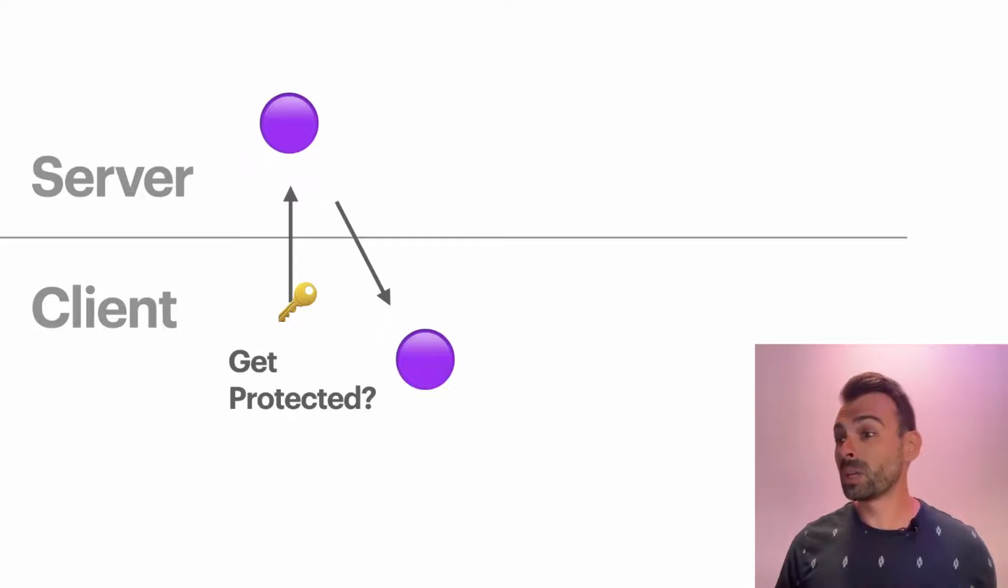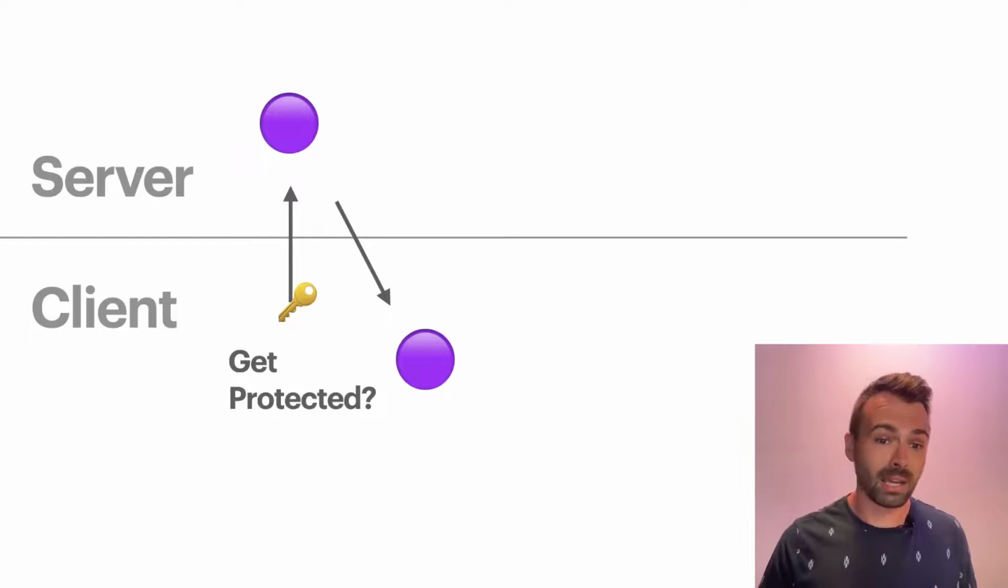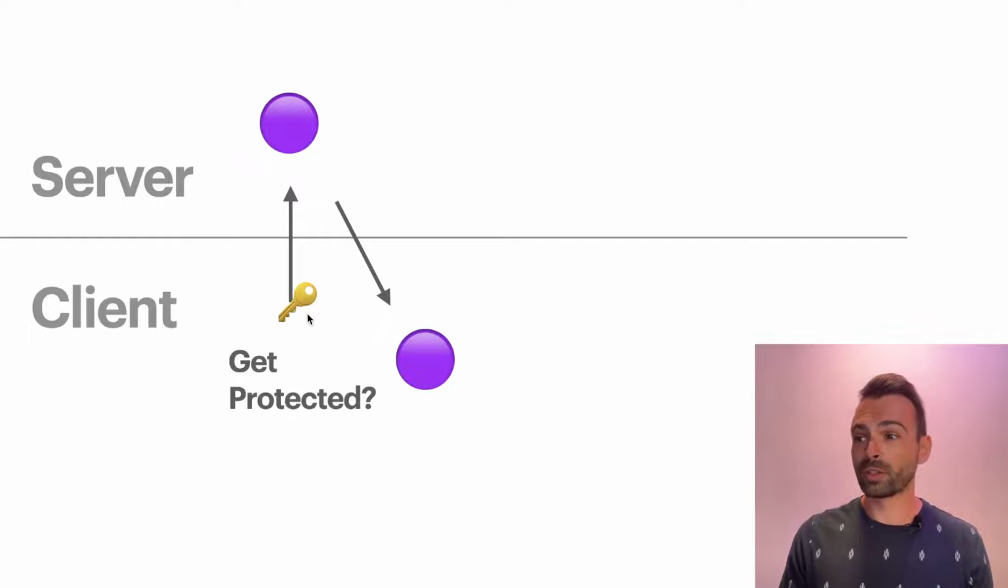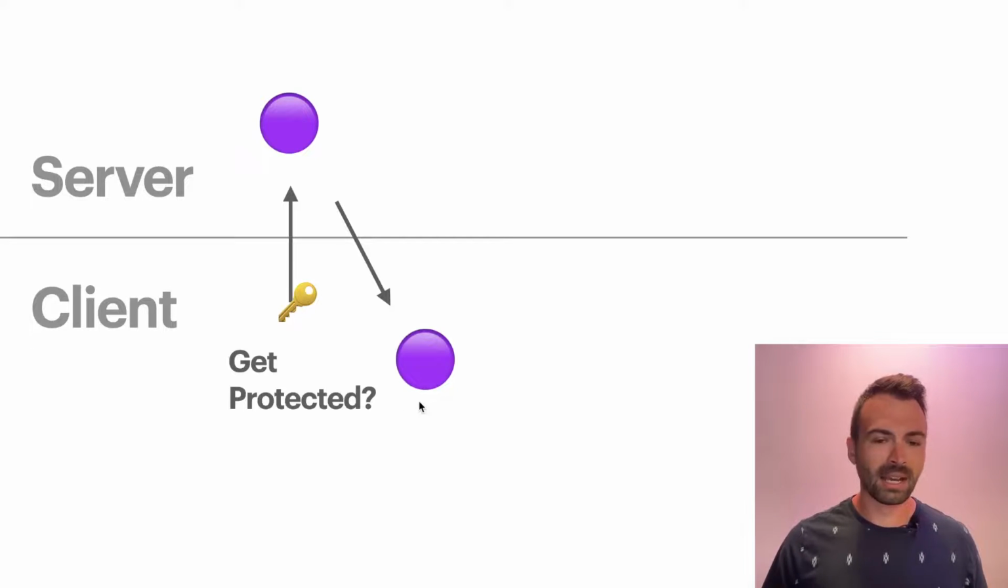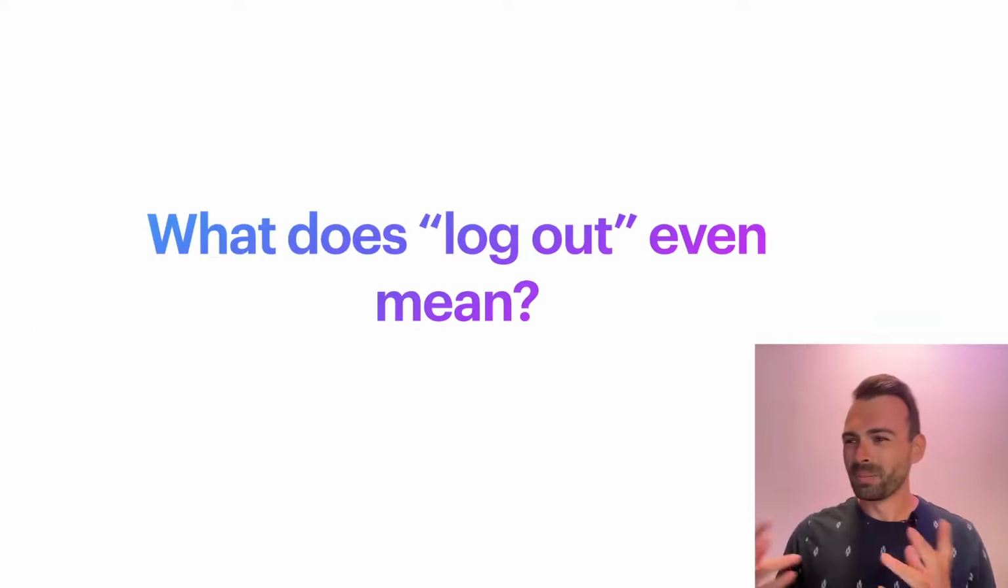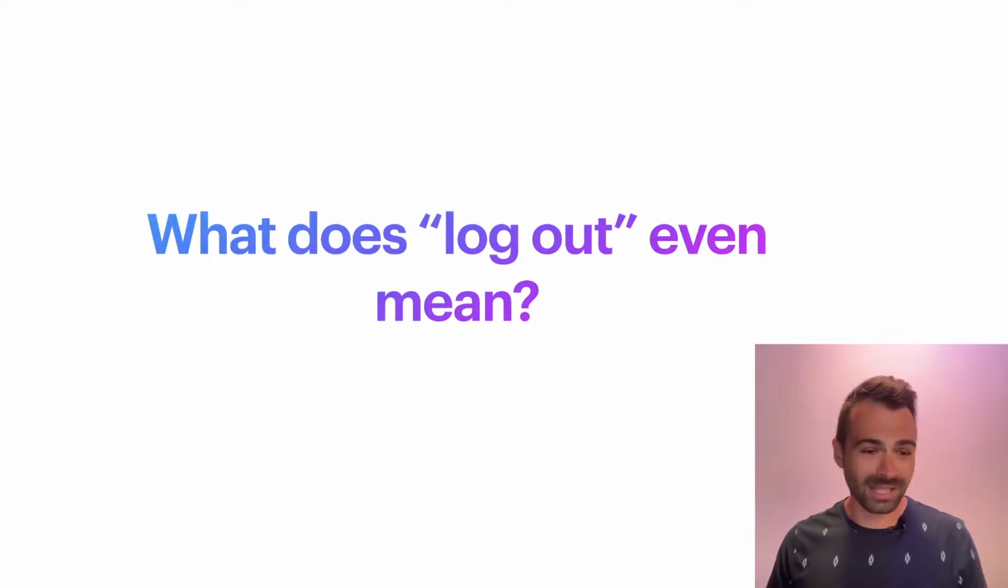So when you're making an authenticated request, you have a session. You have this key you're sending to the server, and then the server is using that to identify you in order to send you back the protected resource that you're getting in this case. Now, we need to talk about what it actually even means to log out.